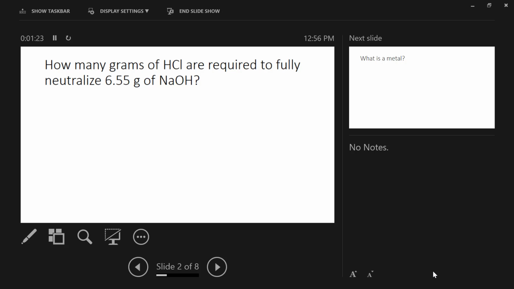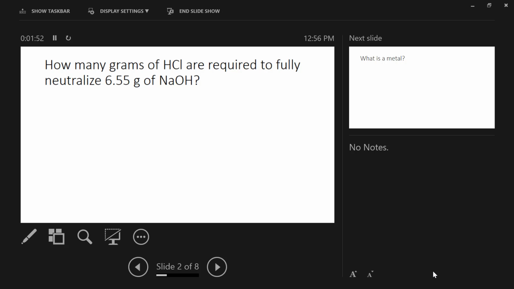Now we need to balance our chemical equation. Okay? How many hydrogen are there on the left side of our equation? 2. How many on the right? 2. How many oxygen on the left? 1. How many on the right? 1. Sodium. 1 and 1. Chlorine. 1 and 1. So it's balanced. And not only is it balanced, but all of the coefficients are 1.